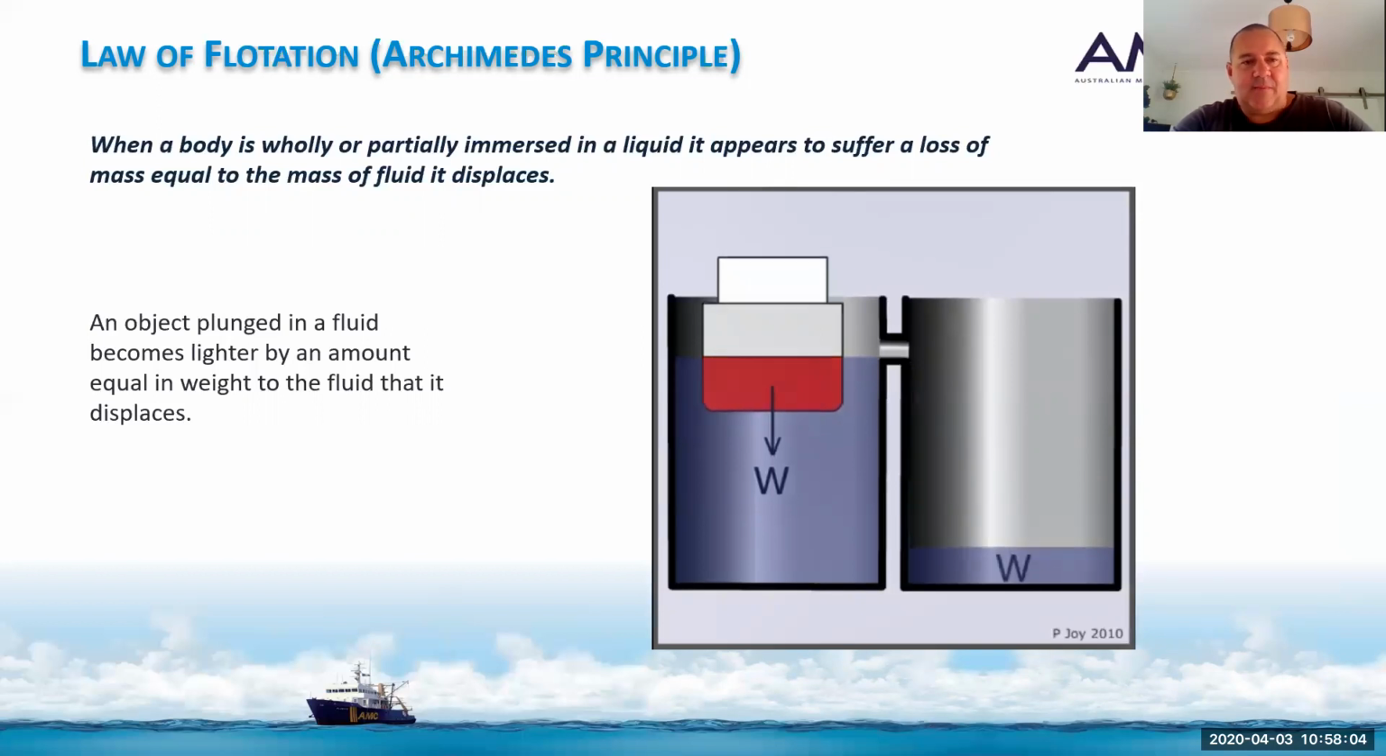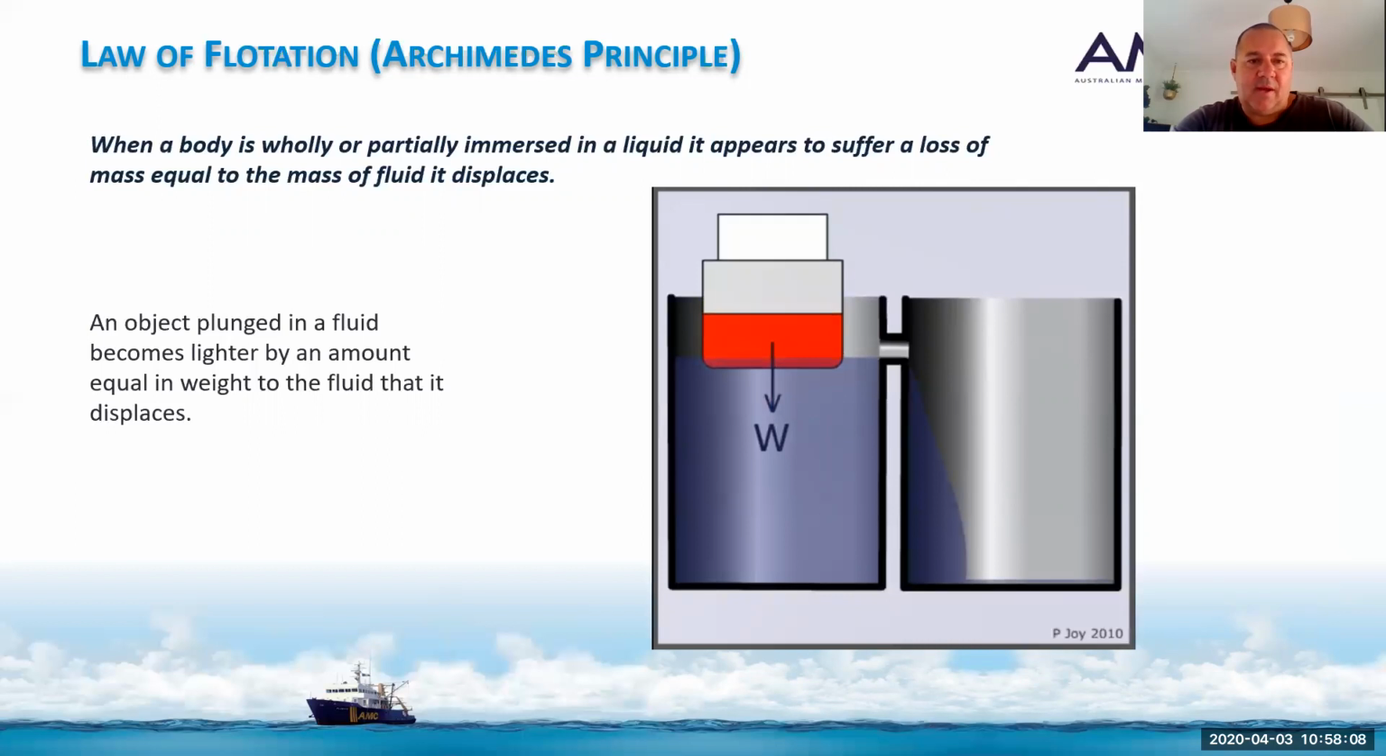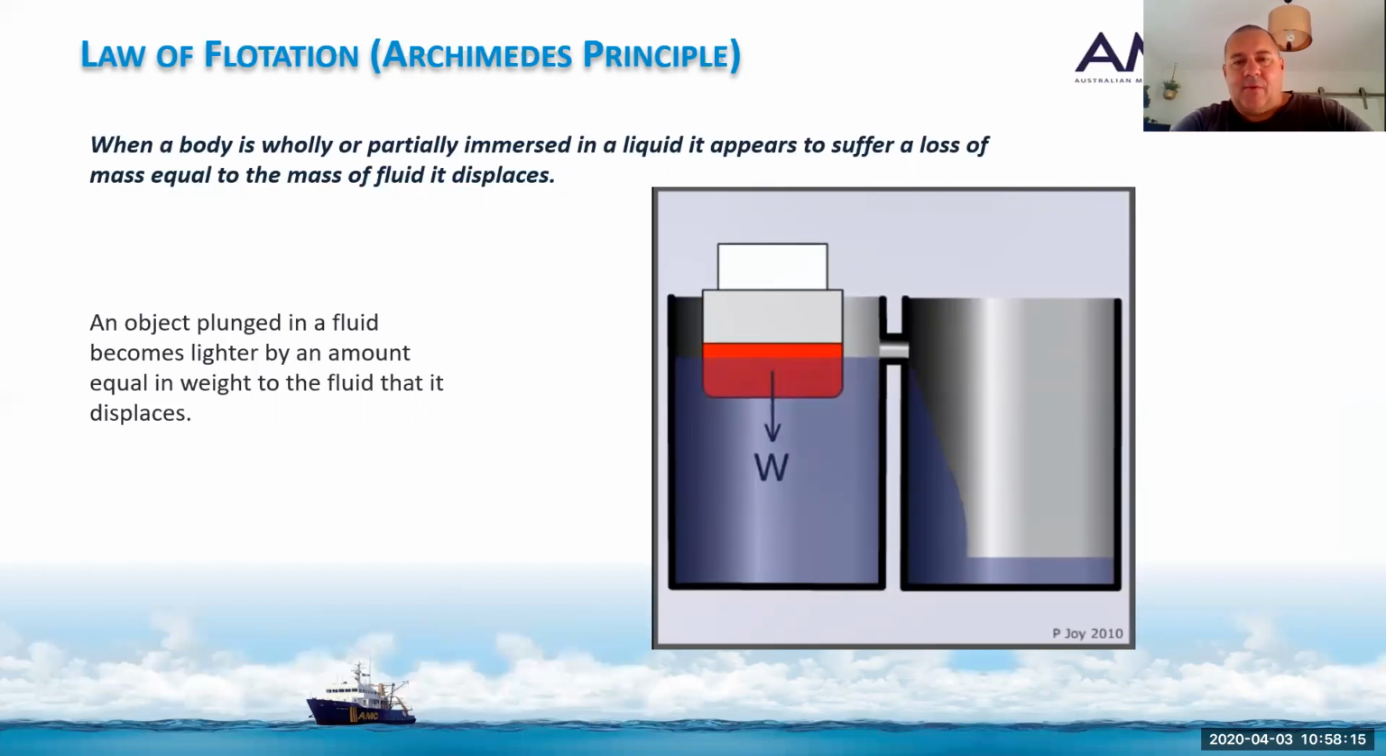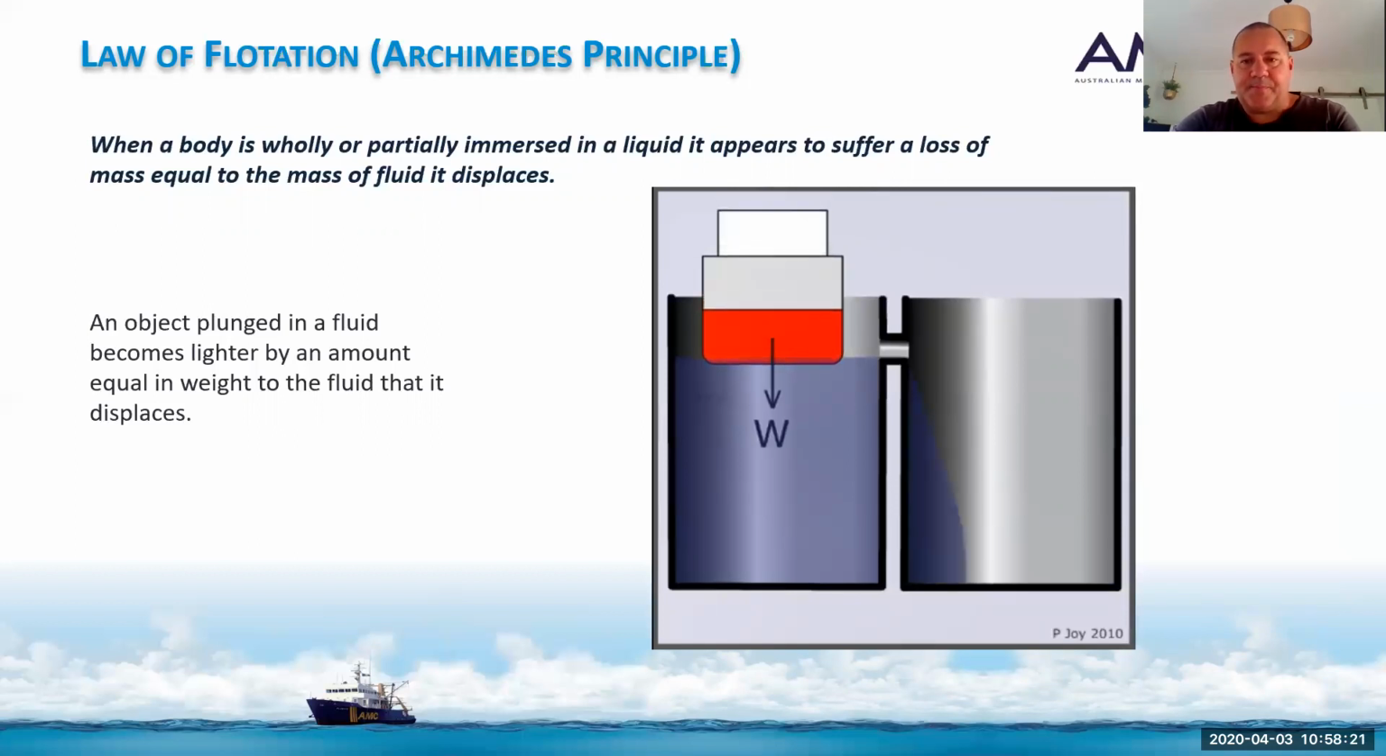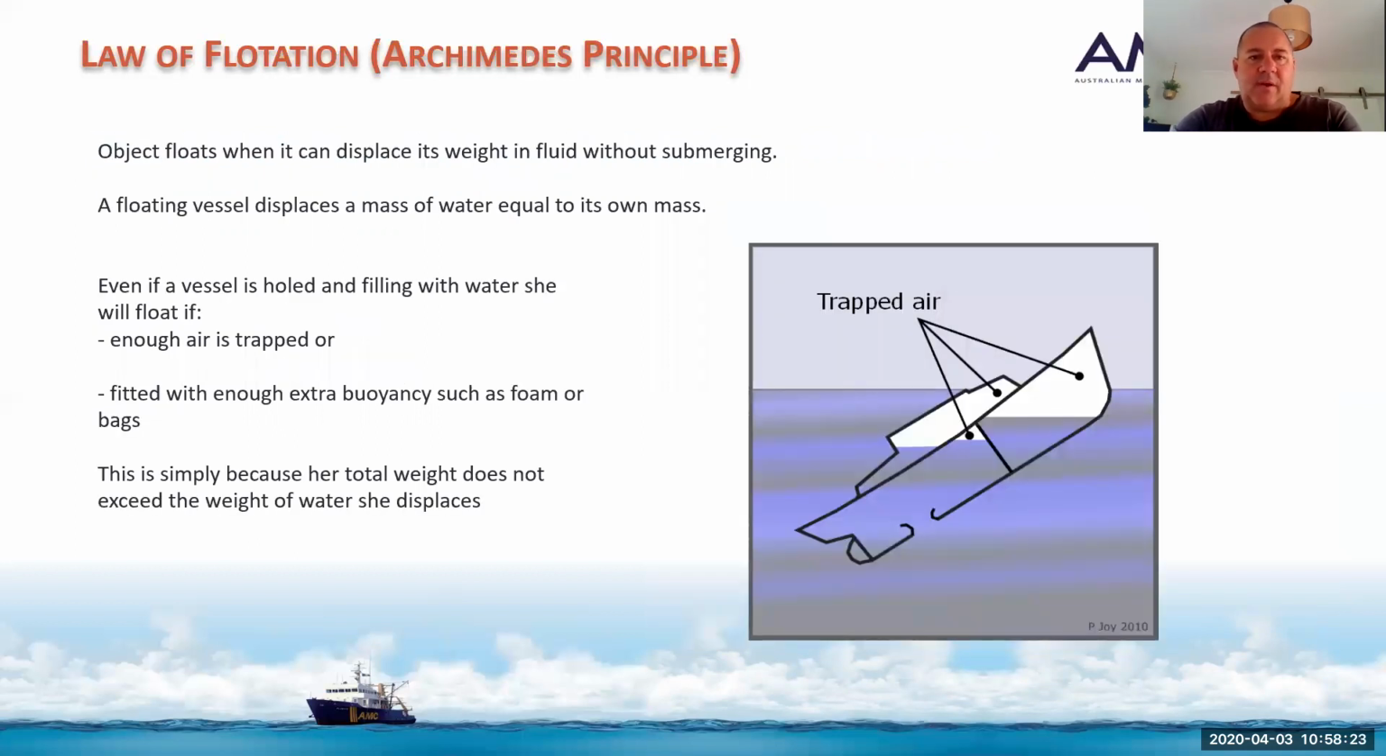So a ship does the same thing. An object is plunged in a fluid, becomes lighter by the amount equal in weight to the fluid that it displaces. So a ship will float once it displaces the amount of water that the ship weighs. As long as it can do that, it'll float. Objects float when they can displace their weight in fluid without submerging. A floating vessel displaces a mass of water equal to its own mass.